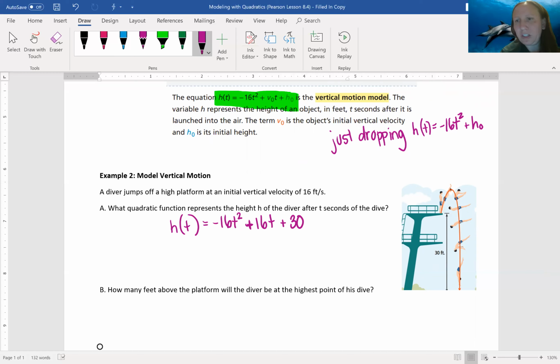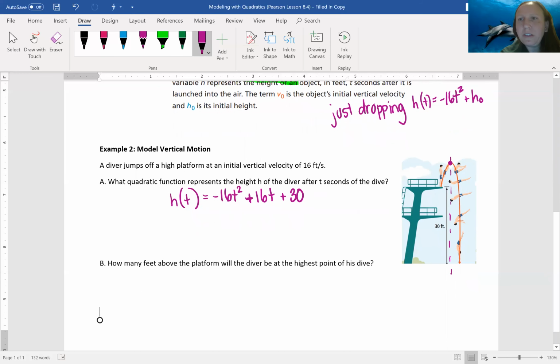You notice in the picture, he dives off the platform. It does form that parabola. It does have an axis of symmetry somewhere. There is going to be that point that is the maximum height reached from his dive, so that's what we care about now. It says, how many feet above the platform will the diver be at the highest point of his dive? So we need to figure out what that highest point is. Really, what's the maximum is what it's asking. What's that highest y value? And that vertex is going to give us that value.